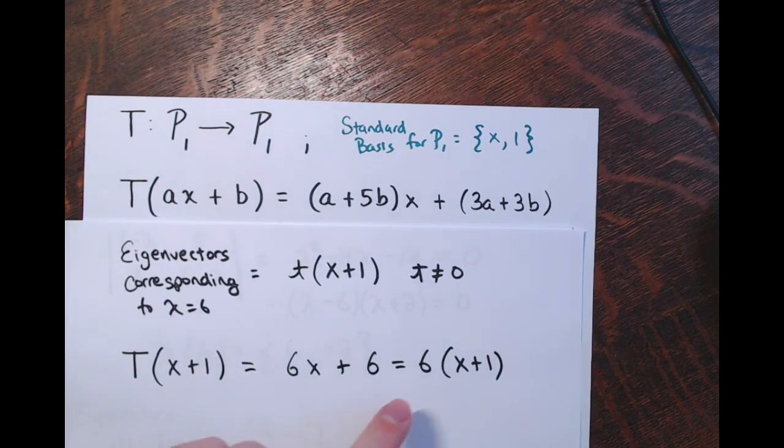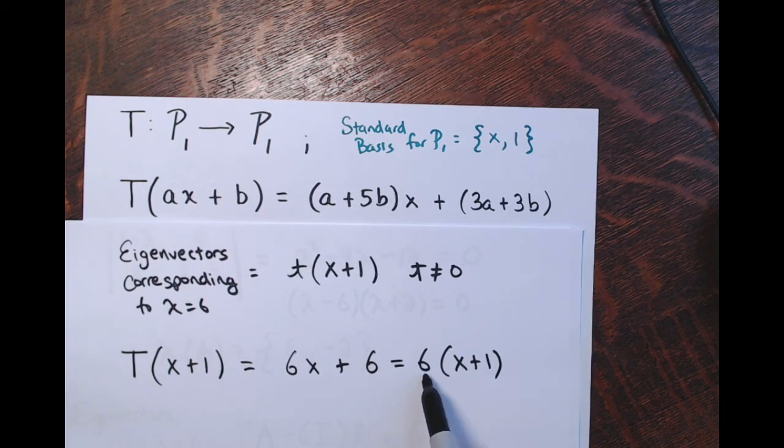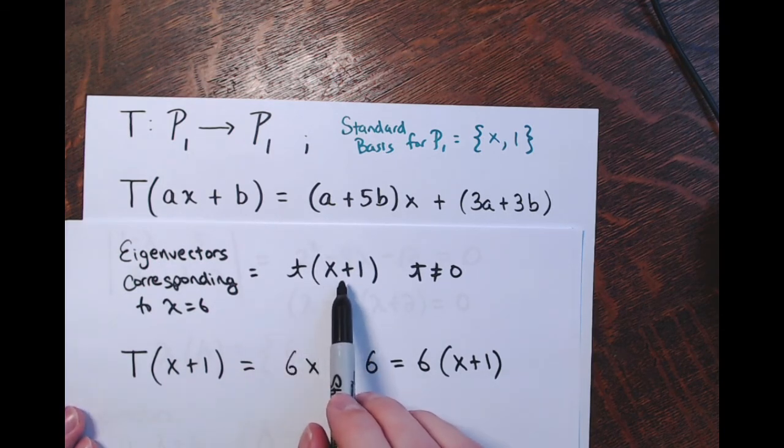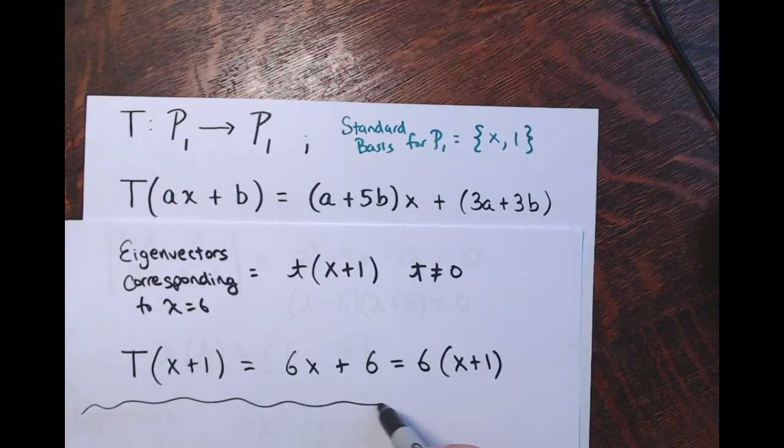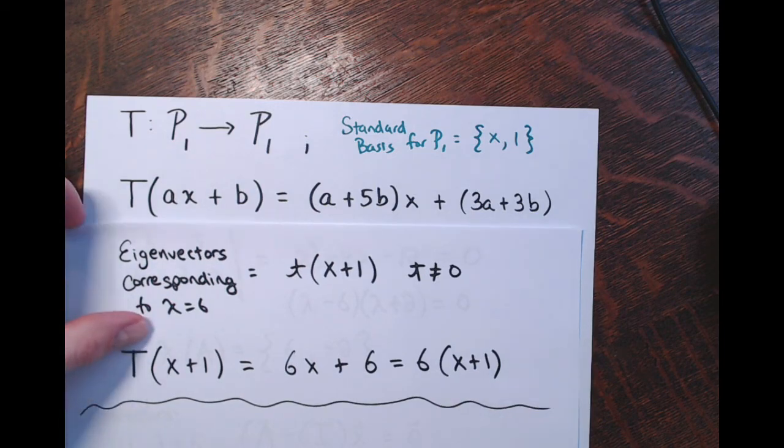So x plus 1 is an eigenvector for this transformation, and 6 is the eigenvalue it corresponds to. And again, this will work out no matter what multiple of x plus 1 I plug in. I could plug in 2x plus 2, 3x plus 3, and my output will be 6 times that. Now that was for lambda equals 6.